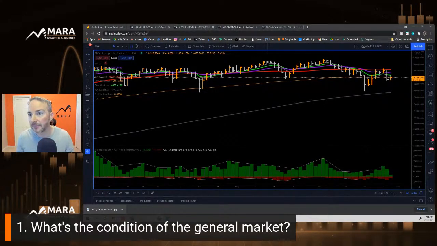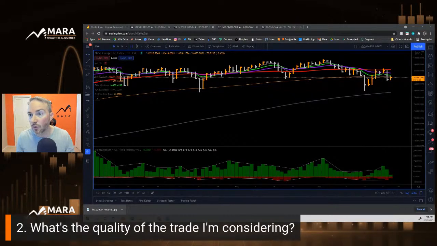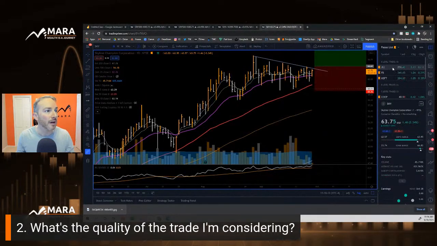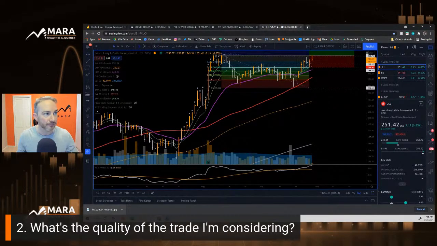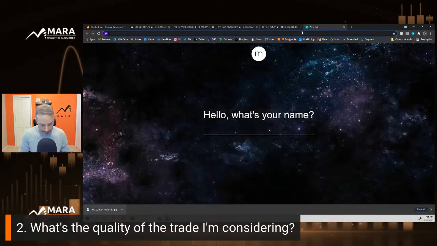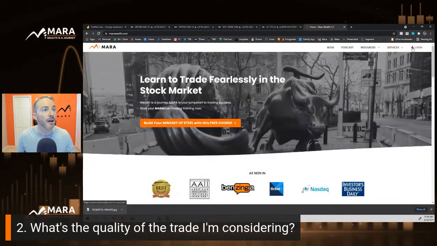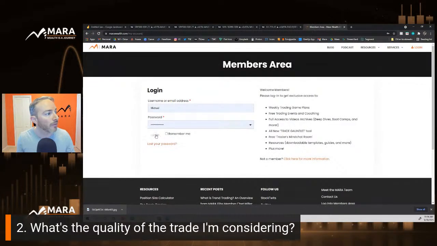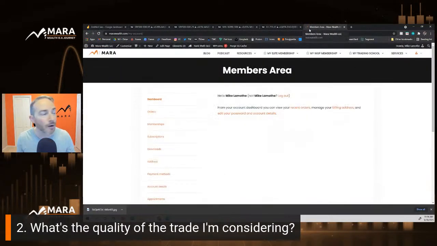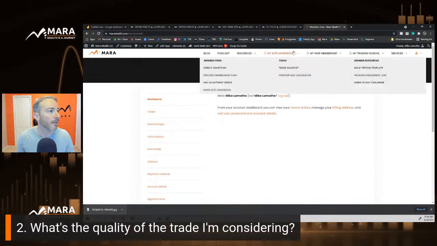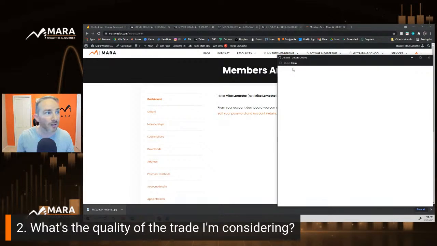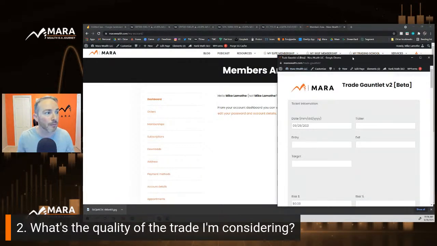Next up is the quality of the trades that I'm considering. I started to talk a little bit about that with JLL. To figure this out, what's the quality of the trade? One thing that I'll use, and I'm logging into MaraWealth.com, you see that here, is this tool. I call it the Trade Gauntlet, and it's something else that's available to members too.